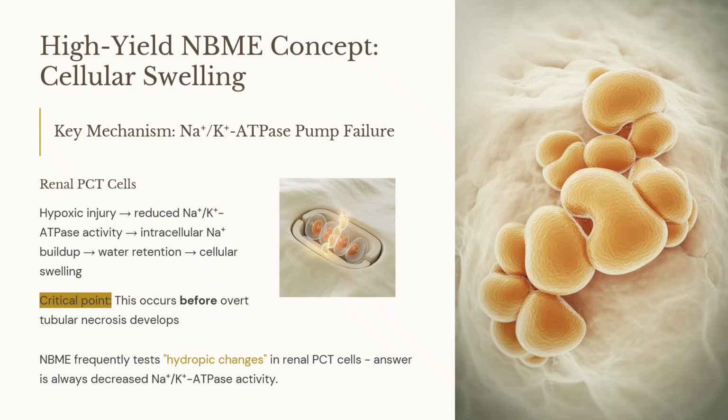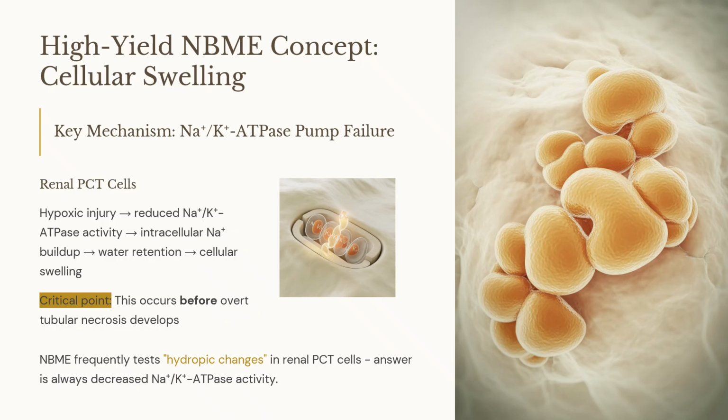Let's proceed to the NBME concept, which is cellular swelling. Why should cellular swelling happen in the cell? Cellular swelling happens because of sodium potassium ATPase pump failure. This is an ATP dependent pump. When there is no ATP, the pump fails, thereby resulting in hypoxic injury, reduced sodium potassium ATPase activity, resulting in increased intracellular sodium buildup, water retention, as well as cellular swelling. This event occurs before acute tubular necrosis develops.